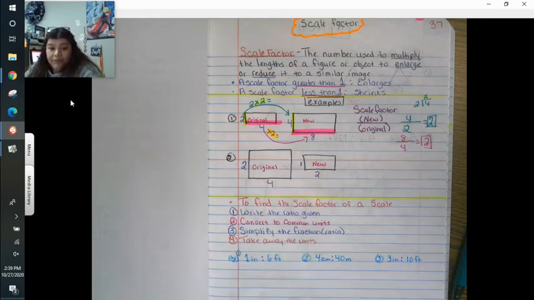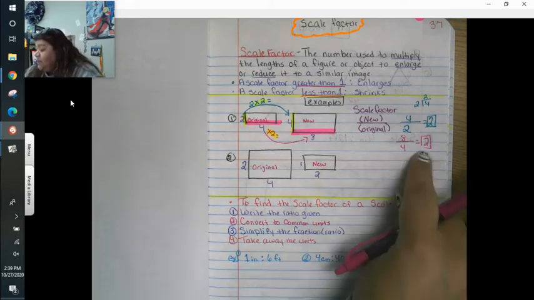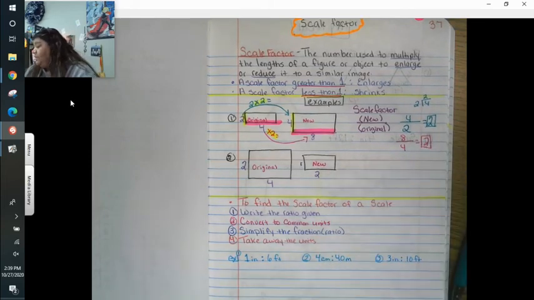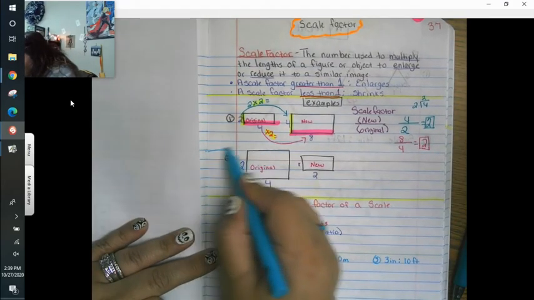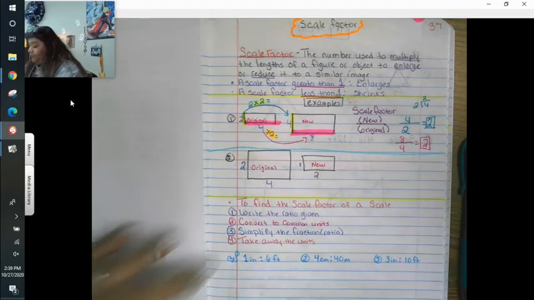So let's look at this one. The original one is huge, and the second one is smaller. So right here, I can already tell that it is a reduction. My answer has to be less than 1. So it's not going to be a pretty whole number. It is going to be a fraction, okay? Let me go ahead and separate this so there's no confusion. So just like that, boom.